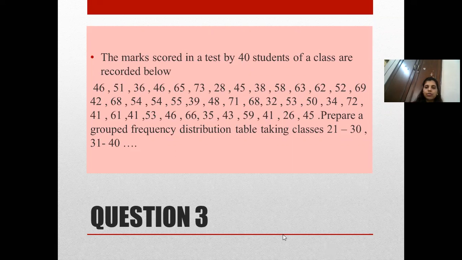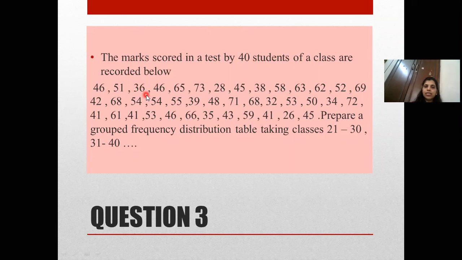So here, if you see, the question is written on the board. It said: the marks scored in a test by 40 students of a class are recorded below. So it is 46, 51, 36, 46, 65, 73, 28, 45 and so on. The marks are given. Prepare a group frequency distribution table making the classes 21 to 30, 31 to 40 and so on. So you have to prepare a frequency distribution table and the class intervals are given to you: 21 to 30, 31 to 40.